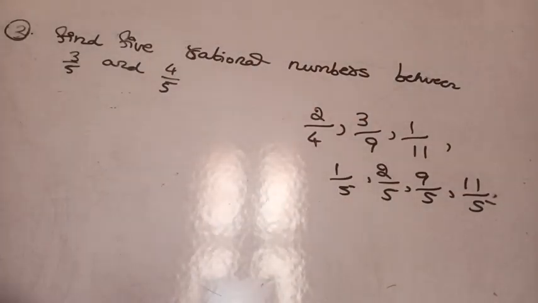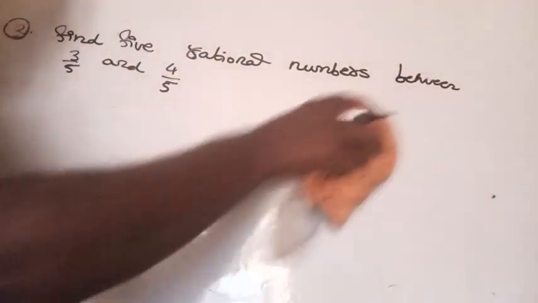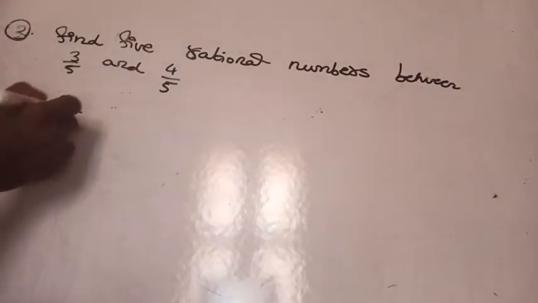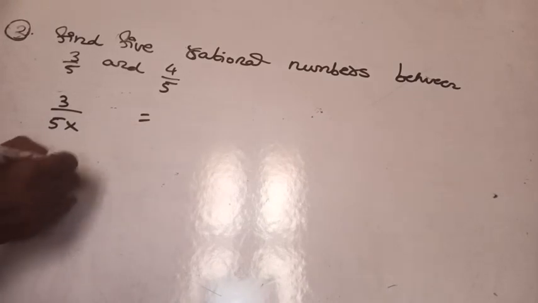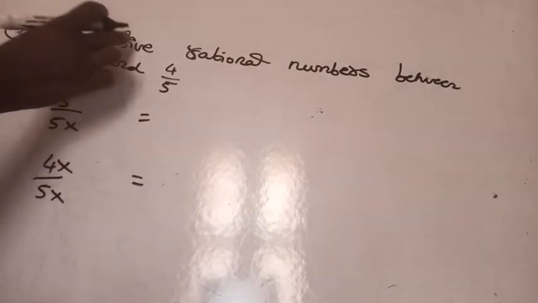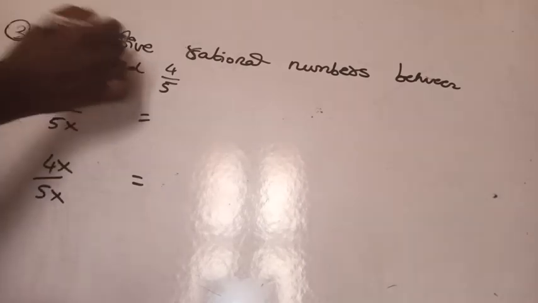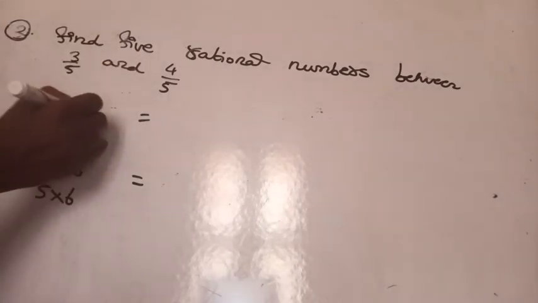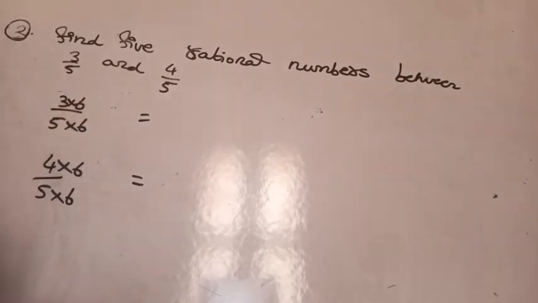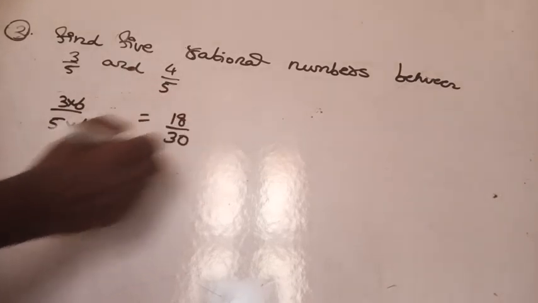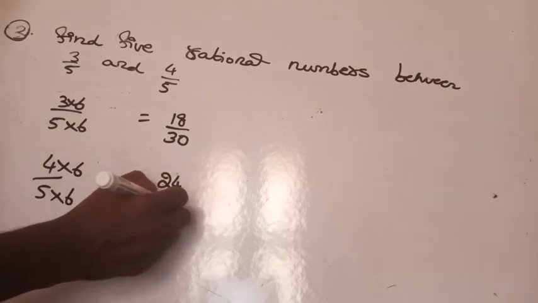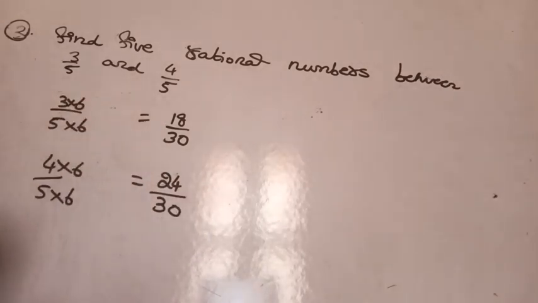Now these given two fractions are like fractions. Now write down the equivalent fractions of 3 by 5 and 4 by 5. How many rational numbers are we going to find? 5 rational numbers between these two. So 5 plus 1 is 6. Multiply by 6 in both numerator and denominator to get the equivalent fractions of 3 by 5 and 4 by 5. 3 into 6 is 18, 5 sixes are 30. 4 sixes are 24 by 30. In between 18 by 30 and 24 by 30, we will get 5 rational numbers.